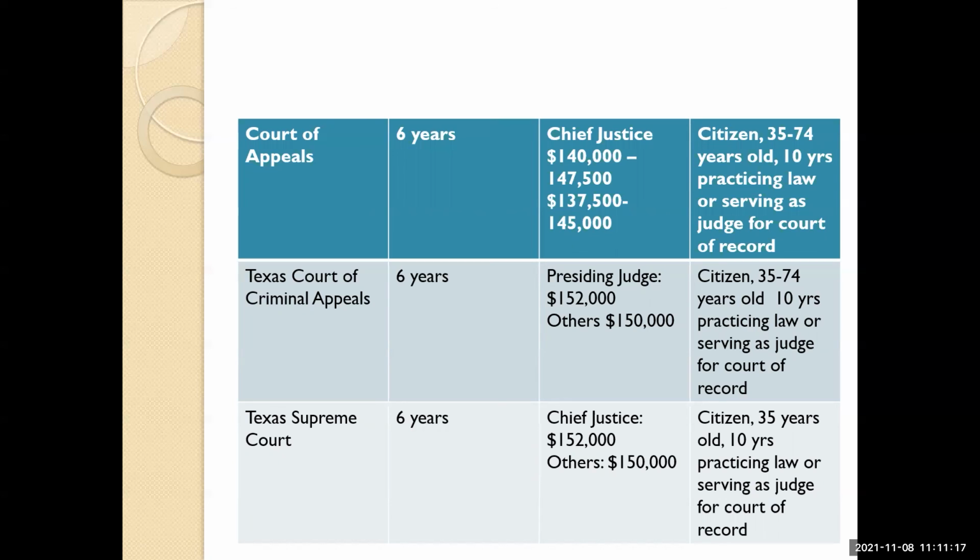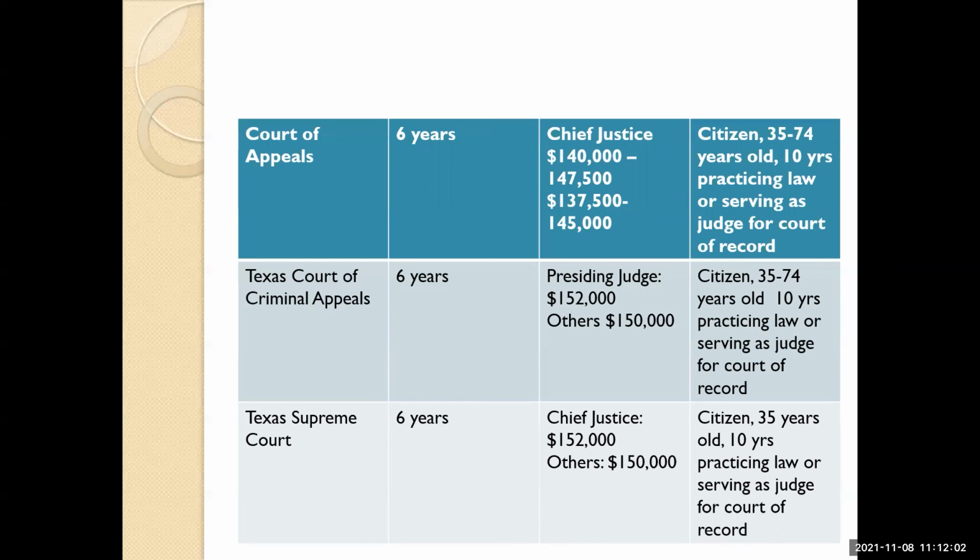Here you need to be a citizen. This is a U.S. citizen, right? State citizen, you need to be between 35 and 74 years old when you're elected. You have to have 10 years practicing law. And notice here, well, not and, I'm sorry, 10 years practicing law or 10 years serving as a judge for a court of record, which means not a justice of the peace. So you have a 10-year history of written court opinions that can be looked back on and used as an evaluation of your ability to be a judge.